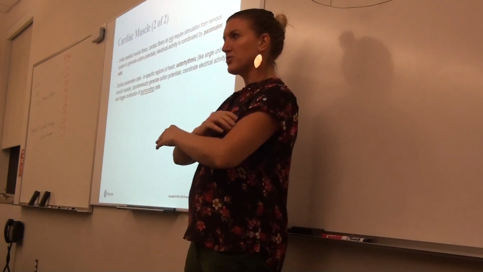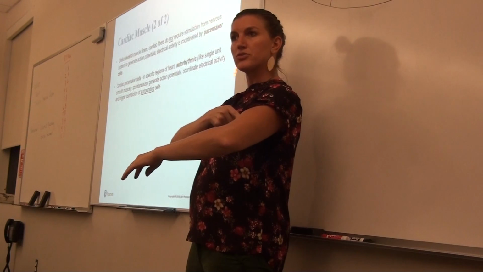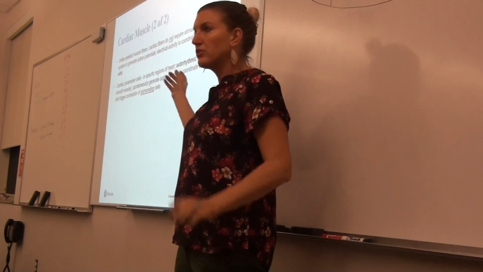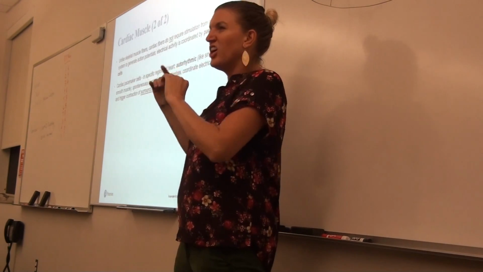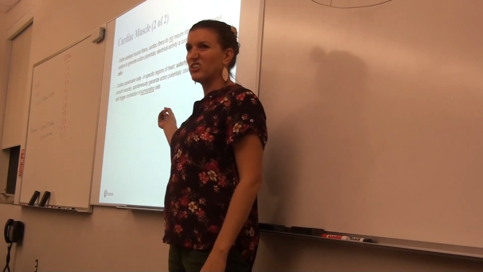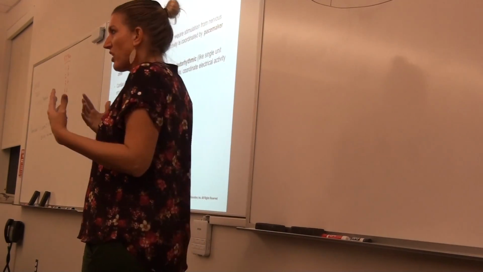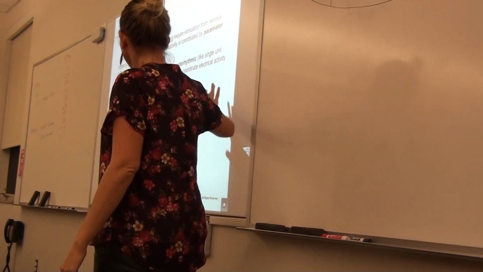Whereas with our skeletal muscles, we needed a motor neuron to tell our muscle to contract. You need a motor neuron or a hormone or a local factor to tell your smooth muscle to contract. Your cardiac muscle can kind of contract on its own. As long as all the ingredients are there, they can contract on their own.